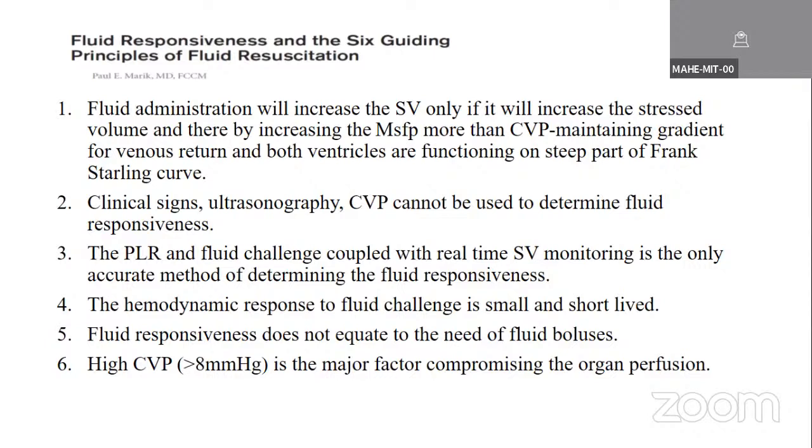Mean systemic filling pressure is the mean pressure in the systemic vascular system in a no-flow state. That is usually present in the splanchnic vessels and other systemic circulation. If the fluid which we give increases the mean systemic filling pressure more than the CVP, that gradient should be maintained. The mean systemic filling pressure minus CVP gradient determines the venous return to the ventricles.